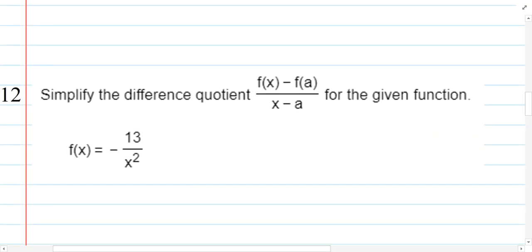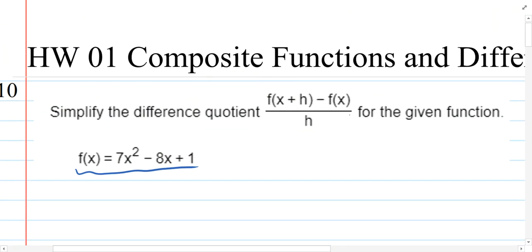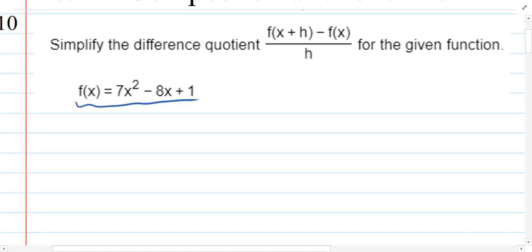For number 12 and other assignments, they use a slightly different form of the difference quotient, so that's what I'll show next. But in this case, we need this one, and to be honest, this is my preferred definition, although MathXL does explore both of them. So we basically need three parts here. We need f of x plus h, we need f of x, and we need an h value.